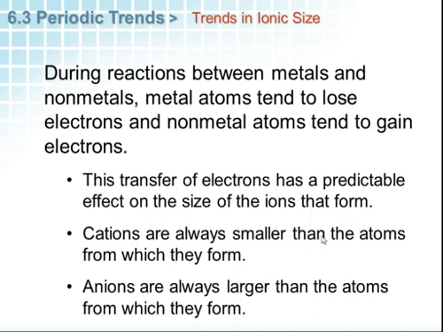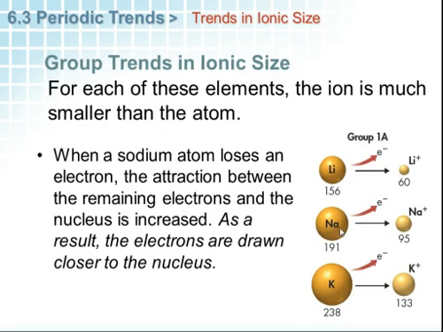Cations will always be smaller than the atoms from which they come. In other words, Na, when it loses an electron and becomes Na+, is actually smaller than Na just by itself. The opposite occurs for anions. Anions will get larger than the atoms they originally were. So in other words, O2-, or O minus 2, meaning oxygen with a -2 charge, will be larger than just the regular oxygen atom. And you can see here some examples of that.